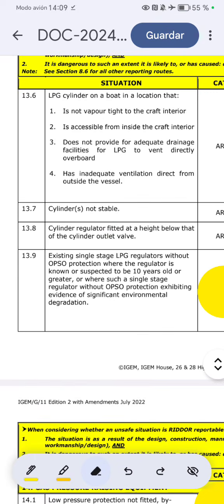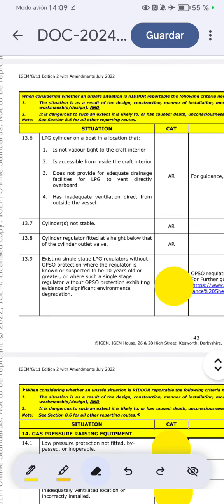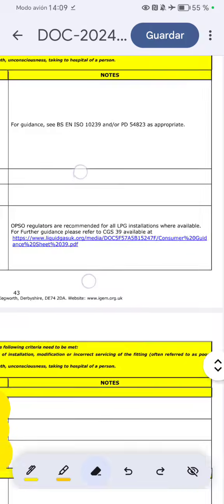13.9. Existing single stage LPG regulators with UPSO protection where the regulator is known or suspected to be 10 years old or greater, or where such a single stage regulator with UPSO protection exhibits evidence of significant environmental degradation. At risk. And then it's got information here, contact UPSO regulators and so on.